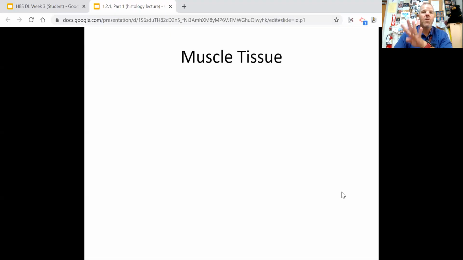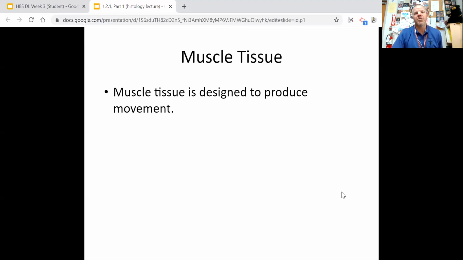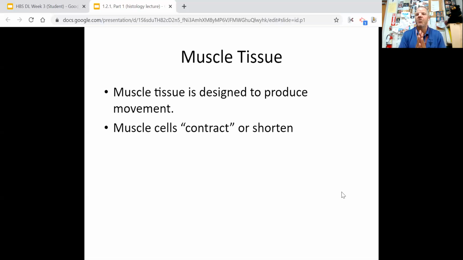Okay, we talk about epithelial tissue. Remember, we have four major types of tissue. We have epithelial tissue, muscular tissue, nervous tissue, and connective tissue. So let's talk about muscle tissue. The purpose of muscle tissue is to produce movement. Muscle cells are the only cells in your body with the ability to contract or shorten and get smaller.